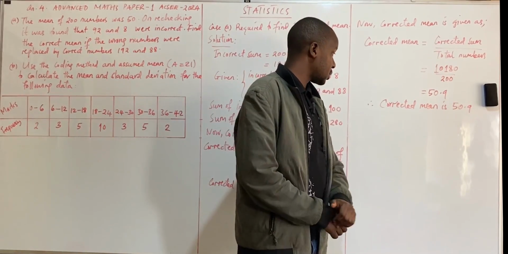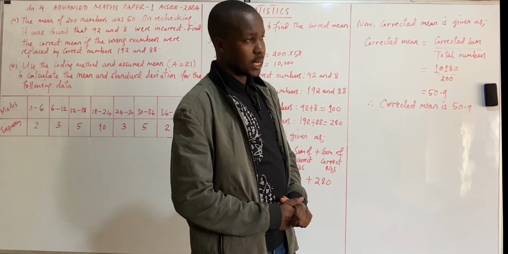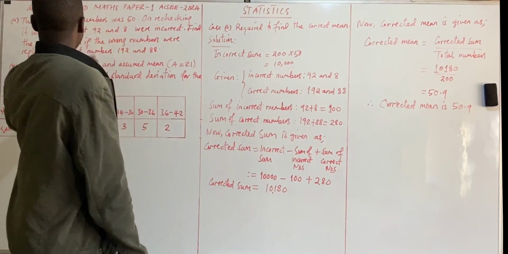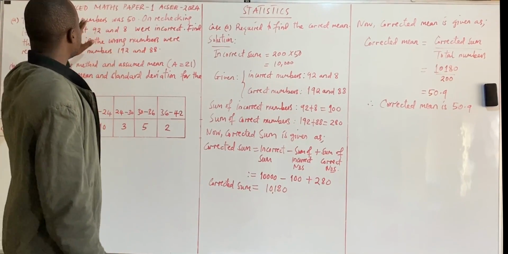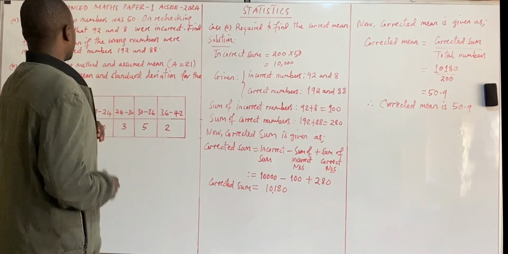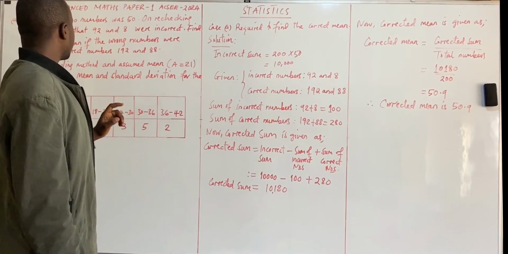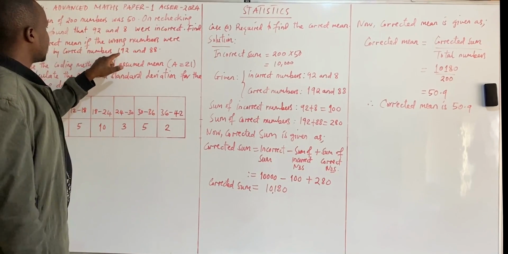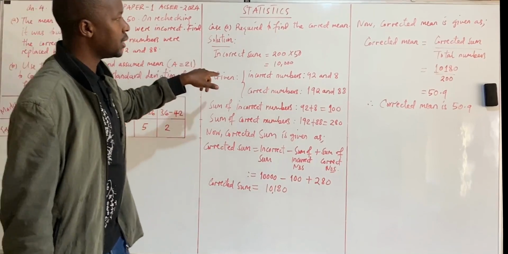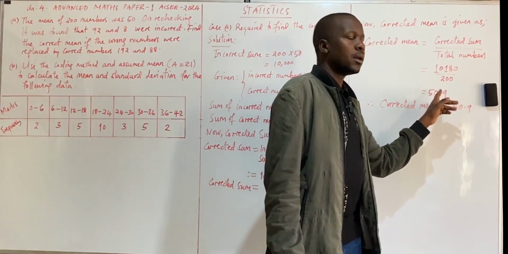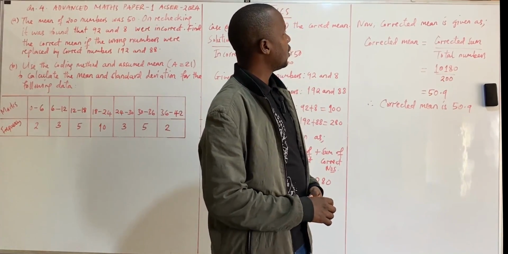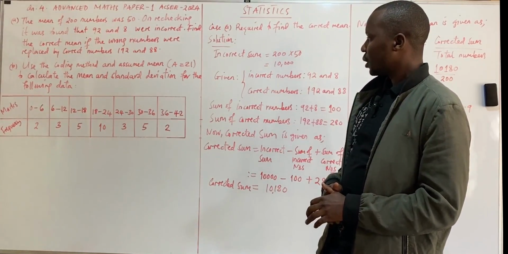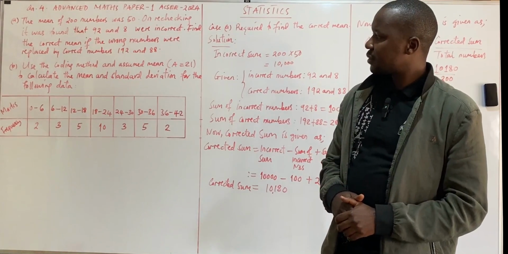And this is what is needed. So we say that will be the corrected mean from the problem. That's easy: 50.9. Earlier, the mean was 50, but it was accompanied by wrong numbers, that is 92 and 8. But after rechecking and making data cleaning, by replacing these numbers with the correct numbers, 192 and 88, we end up getting the corrected mean, 50.9, which is now okay for use. And up to that point, we have managed to answer part A. Now, let's see part B.